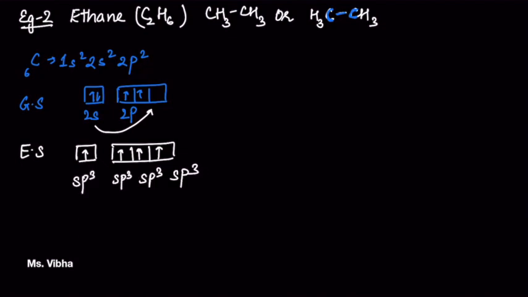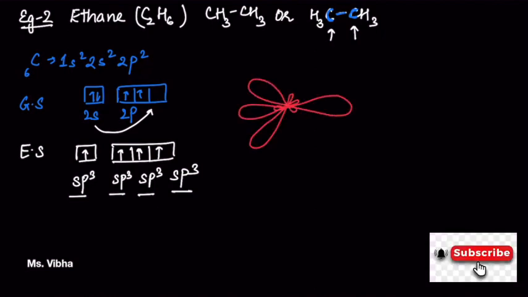That means we have 4 equivalent sp3 hybrid orbitals which will be involved in the bonding. Now how will they be involved in the bonding? This we have written for one carbon, but how many carbons are involved? We have 2 carbons involved. Just now we have done the shape of the sp3 orbital, so we will make the shape with 4 equivalent sp3 orbitals. This is one carbon, and we will make the same for the second carbon.